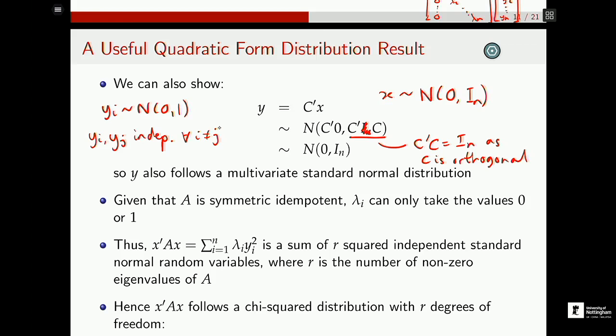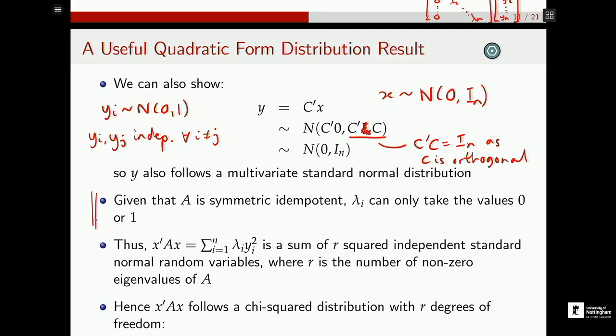Then we need one other piece of the puzzle, and then we can start to put the result together. And the other piece is that because A is symmetric idempotent, the eigenvalues can only be 0 or 1. We proved that as an exercise in the last lecture or the one before. There's exercises at the end of chapter 1. For symmetric idempotent matrices, the eigenvalues can only be 0 or 1.